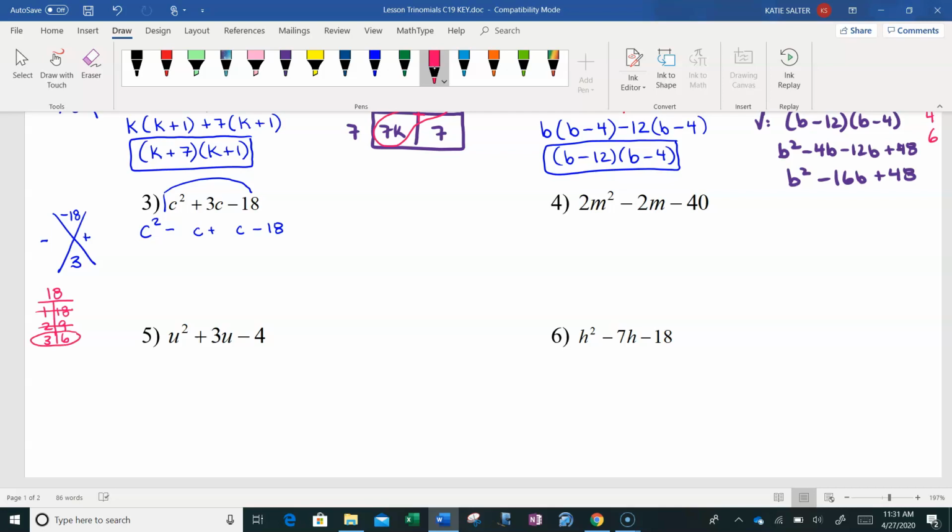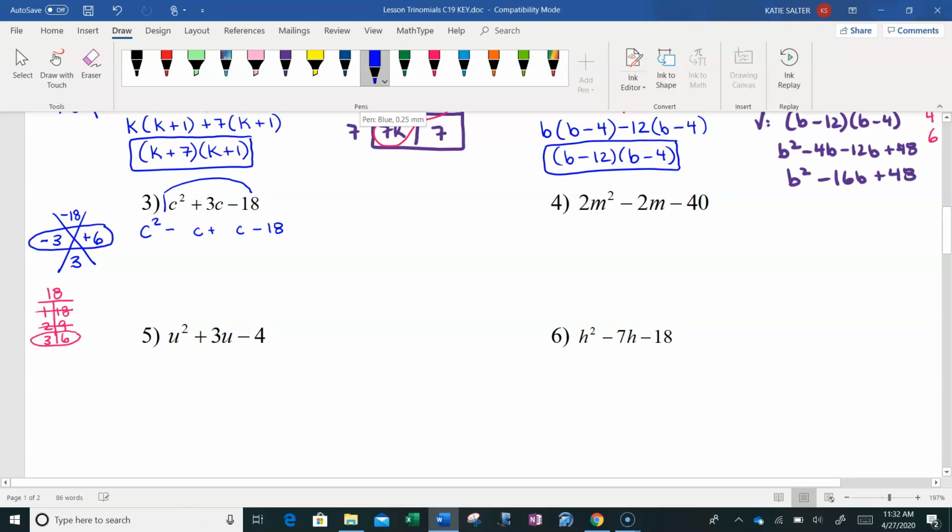So if it adds to a positive, we would need the 3 to be negative and the 6 to be positive, because we have more positives than negatives. And you can use your calculator or Desmos to check your signs and make sure you got the correct signs. That's probably the hardest part about all this, is making sure you have those correct signs. So right here, we copy the first term, and then we're going to have minus 3c plus 6c minus 18.